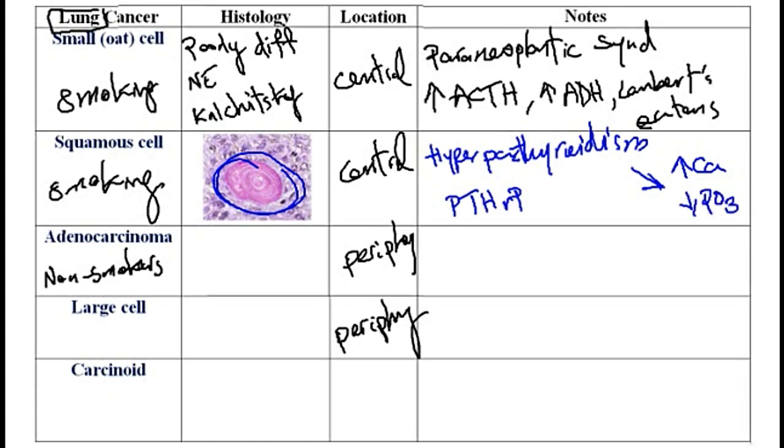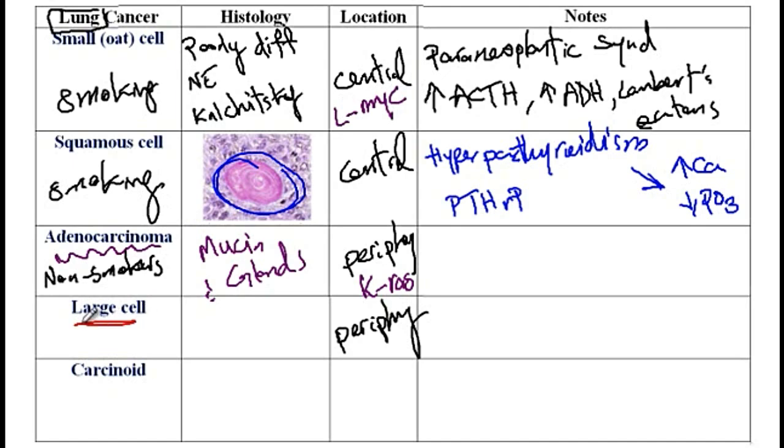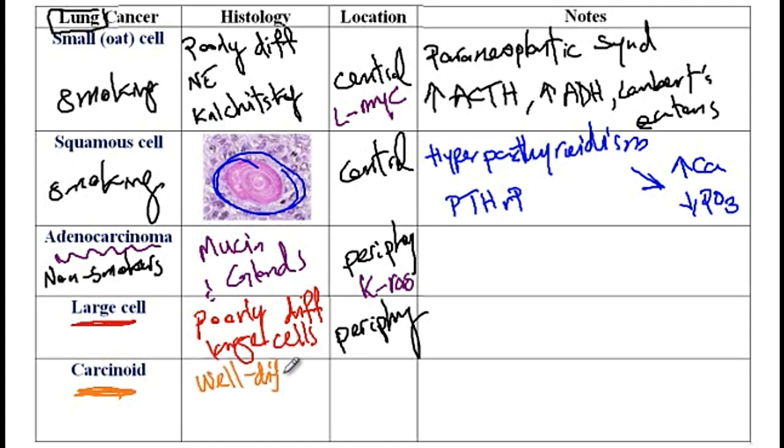Next, we have adenocarcinoma of the lungs, which has the lowest association with smoking, and on histology you will see mucin and glands. And this type of cancer is associated with KRAS mutations. And I should have mentioned earlier that small cell lung carcinoma is associated with mutations in the L-MYC oncogene. The next form of cancer is large cell carcinoma, where on histology you will see poorly differentiated large cells. And then finally we have the carcinoid tumor of the lungs, which presents on histology with well differentiated neuroendocrine cells. And then it presents with a polyp-like mass in the bronchus.